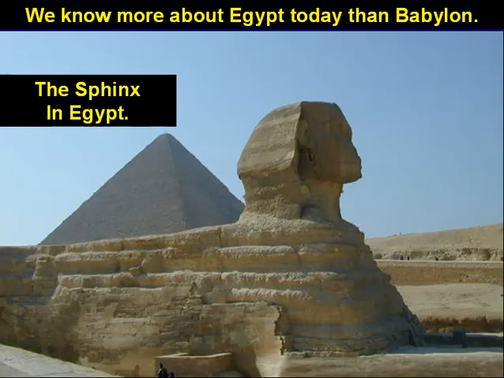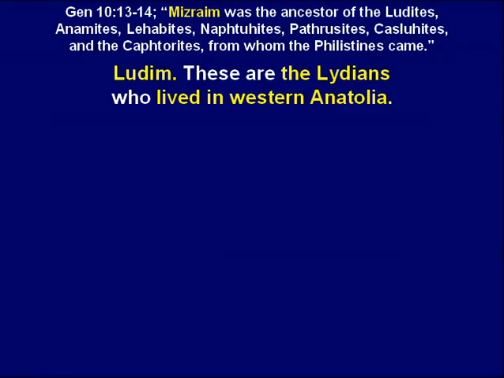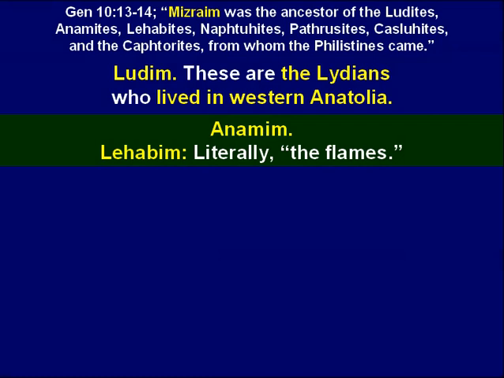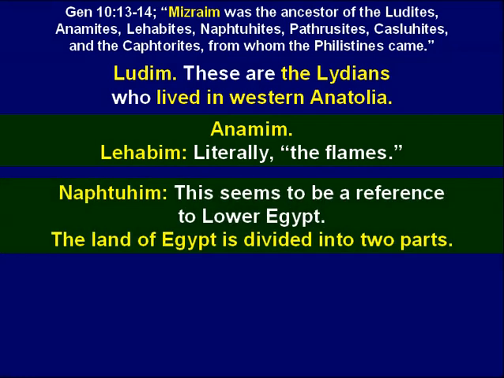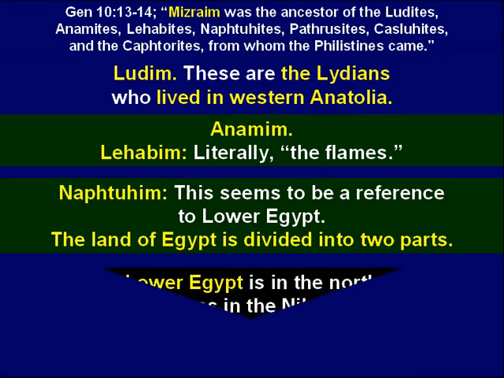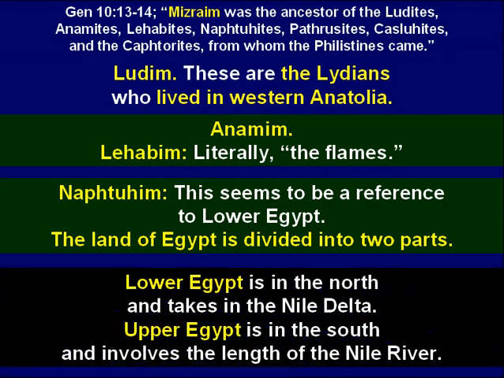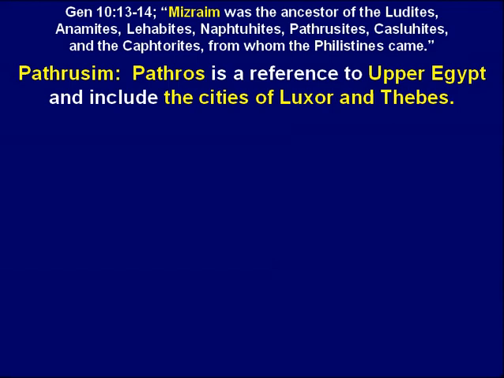We know more about Egypt today than we do about Babylon. Ludim, these were Lydians who lived in western Anatolia. The Hathor, this seems to be a reference to Lower Egypt. The land of Egypt is divided into two parts. Lower Egypt is the north and takes in the Nile Delta. Upper Egypt is in the south and involves the length of the Nile River. Pathros is a reference to Upper Egypt and includes the cities of Luxor and Thebes.